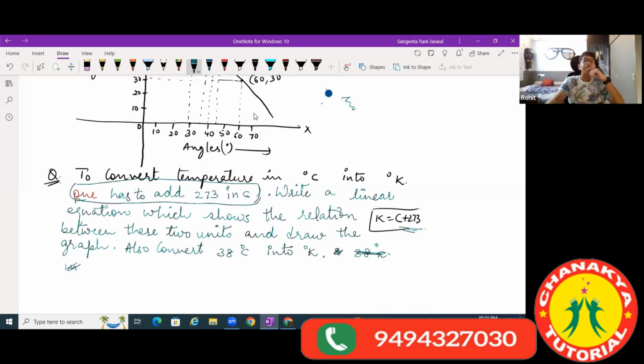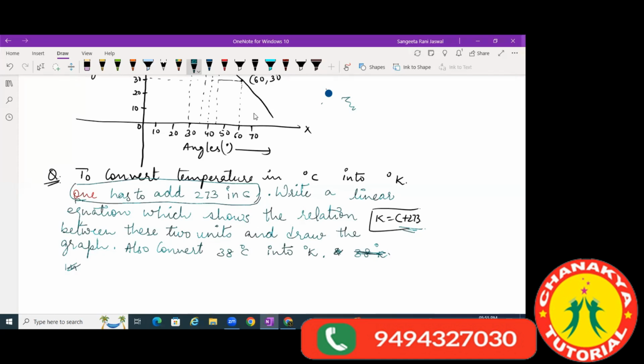Ma'am, do we take the values of C and K to be X and Y? See, your K and C are X and Y, the two unknown variables given here. If you have your Celsius as 0, your Kelvin will be 273. If you have Celsius as 2, then your Kelvin will be 275.